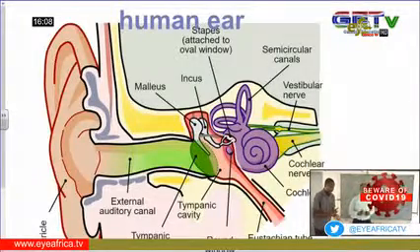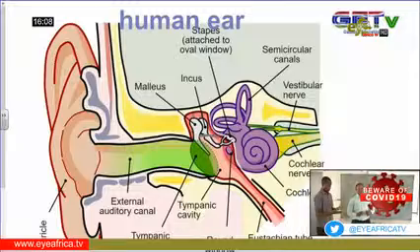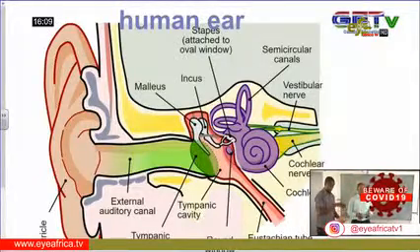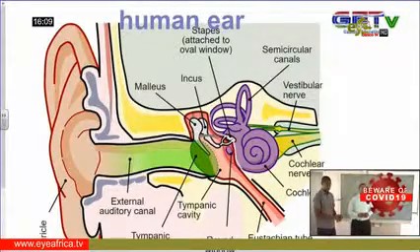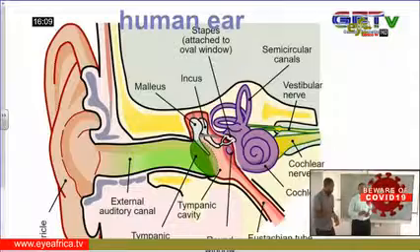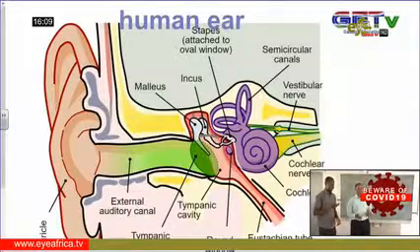These ones deal with balance to help us so that we're able to maintain our balance. We don't fall, like when you're walking, you sit down, you're lying down. They help you maintain your posture. If something is wrong with your semicircular canals, you might easily be unsteady.